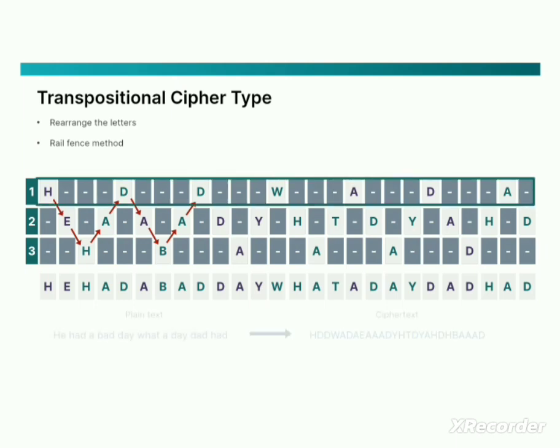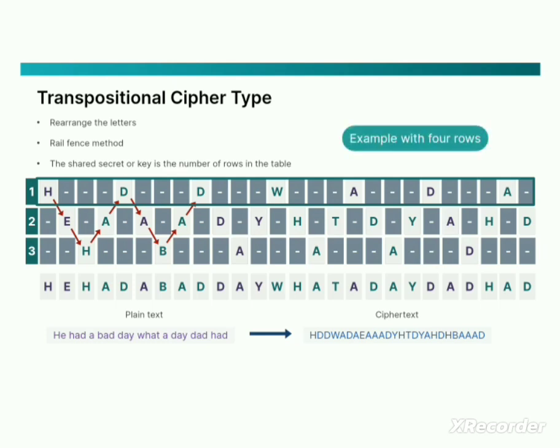The message, "He had a bad day. What a day Dad had," would be enciphered to what you see on the screen. The receiver of the ciphertext would have to know the number of rows. This information is the shared secret or key. Click the button to see an example with 4 rows.